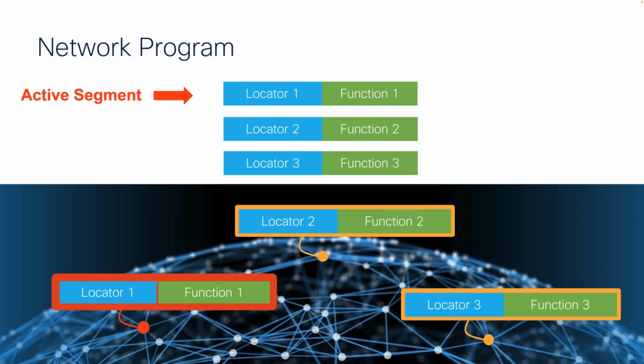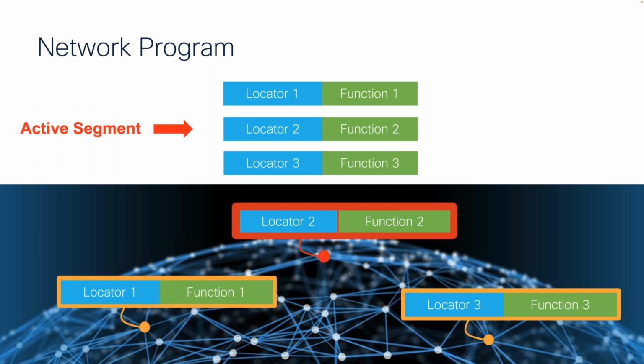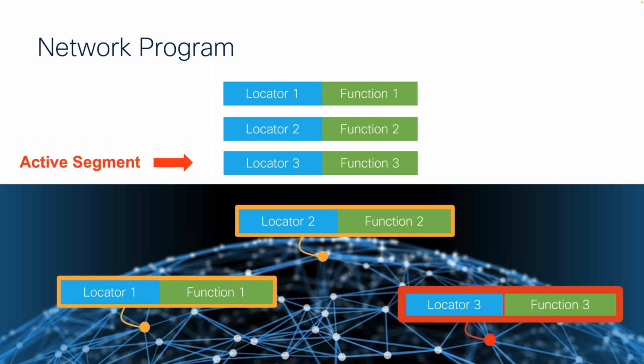So what does a network program look like? A network program is really a program that's built of a set of locators and functions. And essentially a stack of them, like we saw with MPLS, a label stack, right? We have a stack of SRv6 SIDs with much broader functionality, and we can consider them essentially a program the network's going to execute for that packet that's flowing through it. So when the active segment is locator 1 and function 1, we execute the function at locator 1 or at node 1. When the active segment in this packet is pointing to locator 2 and function 2, we execute function 2 at node 2, and the same thing for function 3 at node 3 or locator 3.